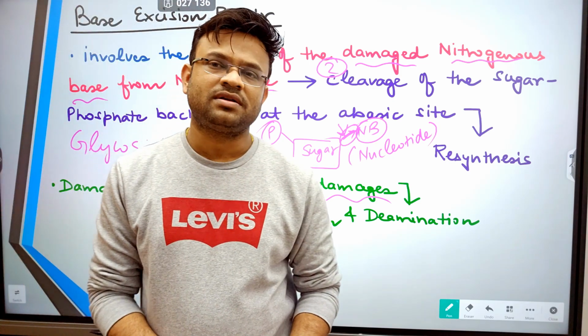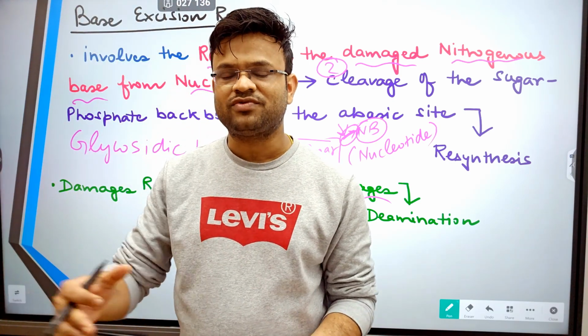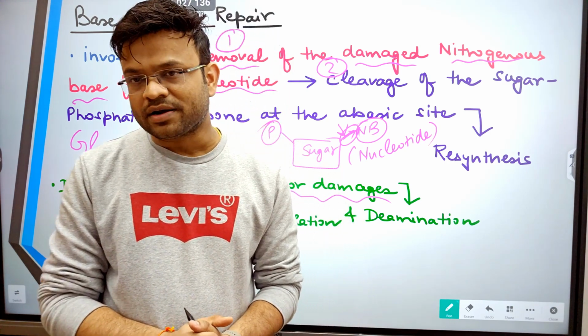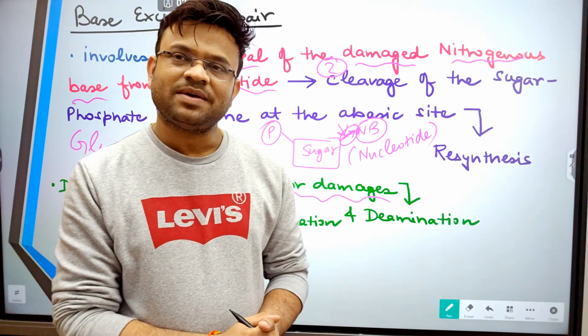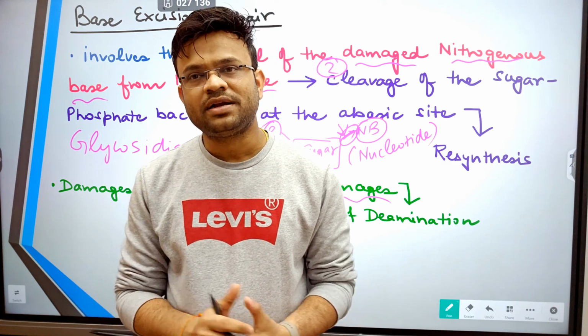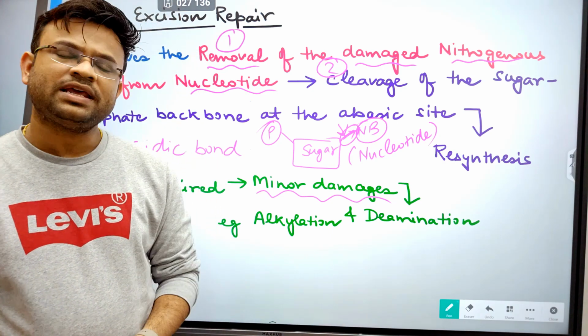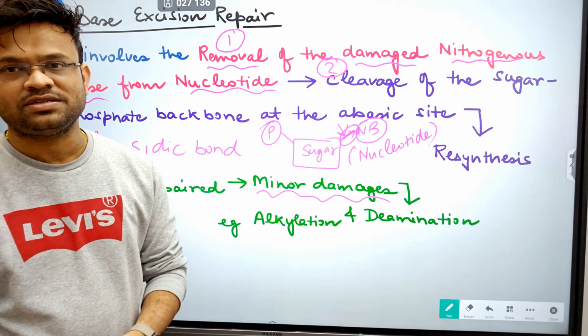Or deamination. Now you might be knowing that deamination of certain nitrogenous bases can occur, giving off some different types of nucleotides. That can also be done. That means deamination can also be corrected, and alkylation can also be corrected using this base excision repair module.